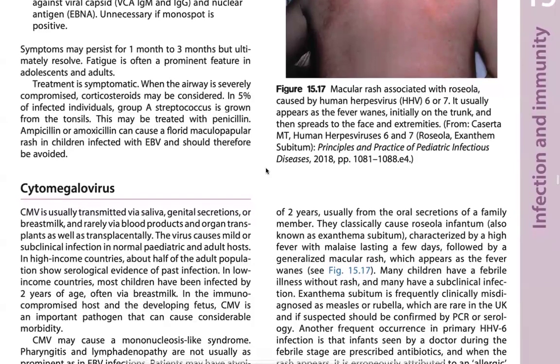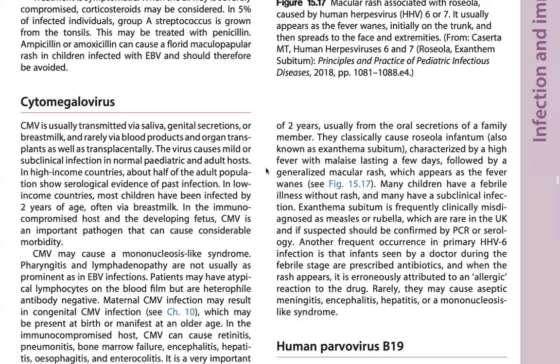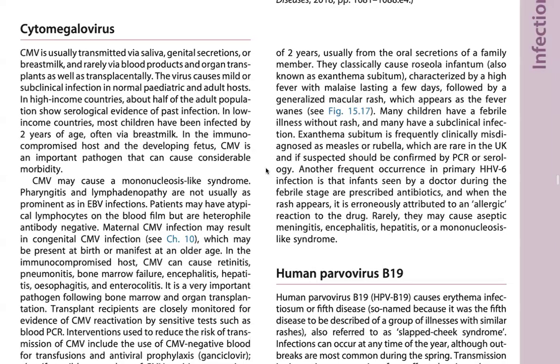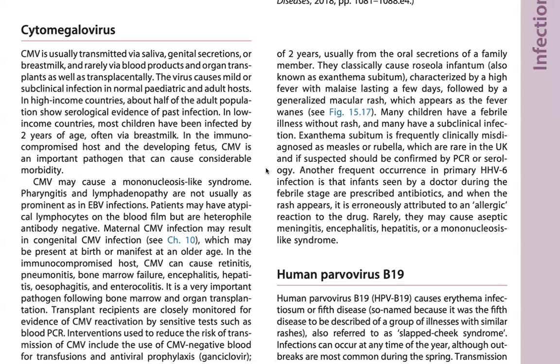Now, CMV is usually transmitted via saliva, genital secretions, or breast milk, and rarely via blood products and organ transplants, as well as transplacentally. The virus causes mild or subclinical infections in normal pediatric and adult hosts. In high-income countries, about half of the adult population show serological evidence of past infection. In low-income countries, most children have been infected by 2 years of age, often via breast milk. In the immunocompromised host and developing fetus, CMV is an important pathogen that may cause considerable morbidity.